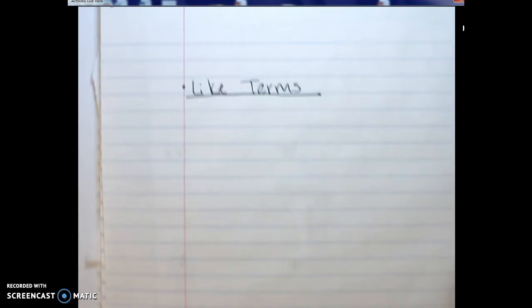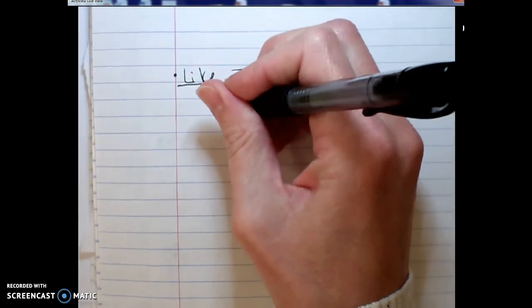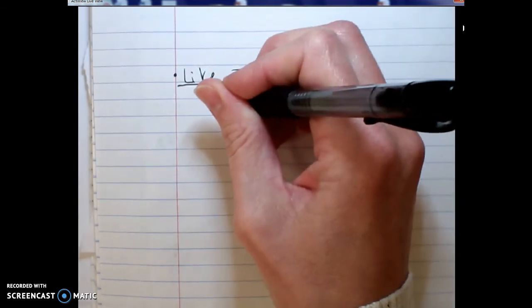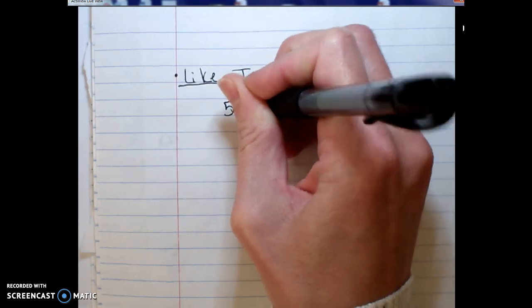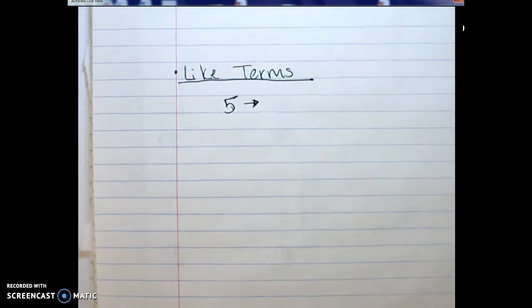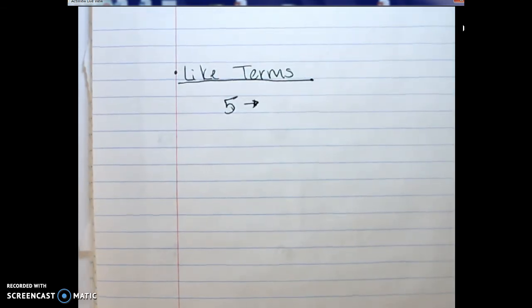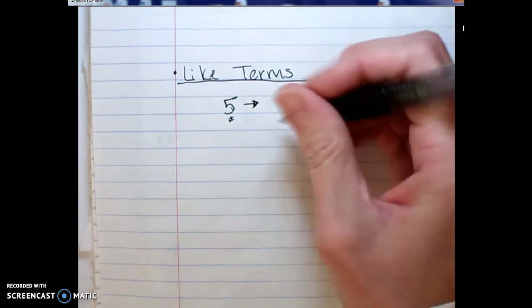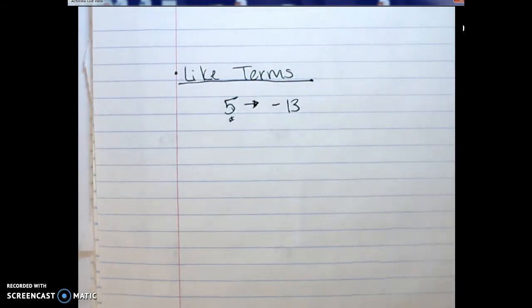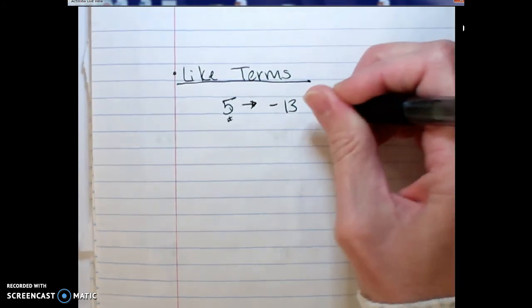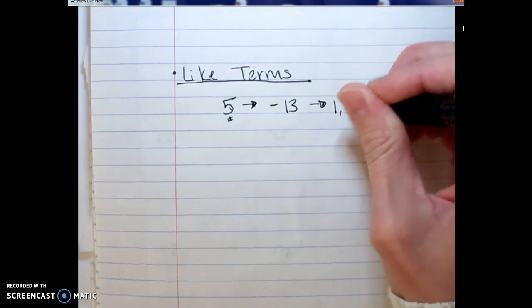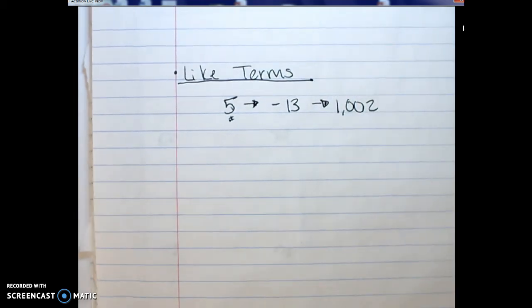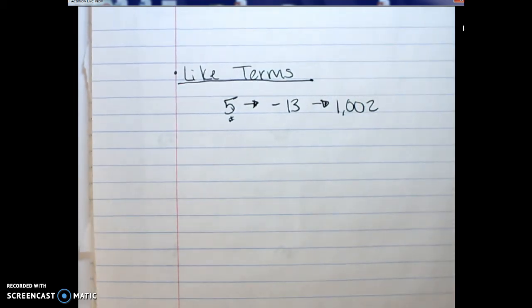So if we had, for instance, we'll say 5. If I had the number 5, what would be a like term? Okay, it doesn't have to be exactly the same number, but it could be any other number. So if this is just a plain number, a like term would be any other plain number. We could even have negatives, like negative 13. That would be a like term. You could have 1002. Doesn't matter. They're all just plain numbers, so they're all alike.